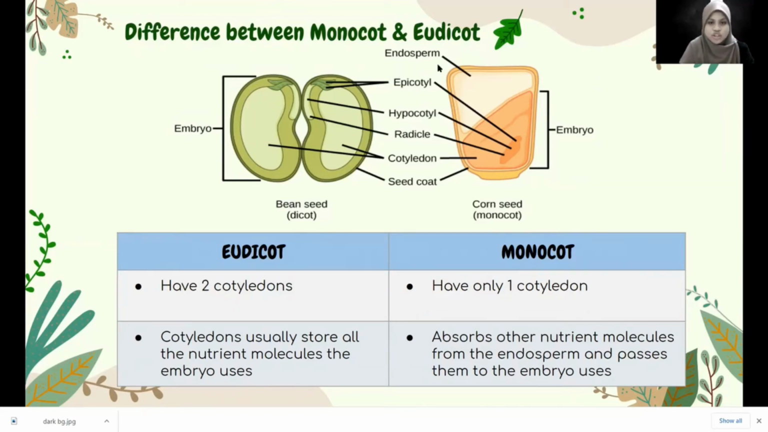Only monocot has endosperm, not dicot, but both of them have epicotyl, hypocotyl, radicle, cotyledon, seed coat, and the embryo inside the seed. But the cotyledon for dicot has 2, while monocot has only 1. The cotyledon for dicot usually stores all the nutrient molecules the embryo uses. Meanwhile, for monocot, it absorbs nutrient molecules from the endosperm and passes them to the embryo.